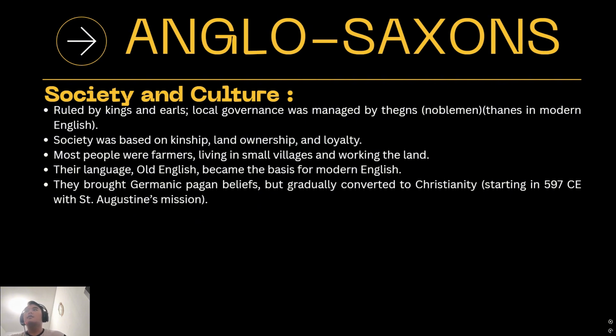Society and culture. Ruled by kings and earls, local governance was managed by thegns or noblemen, thanes in modern English. Society was based on kinship, land ownership, and loyalty. Most people were farmers, living in small villages and working the land. Their language, Old English, became the basis for modern English. They brought Germanic pagan beliefs but gradually converted to Christianity, starting in 597 Common Era with Saint Augustine's mission.